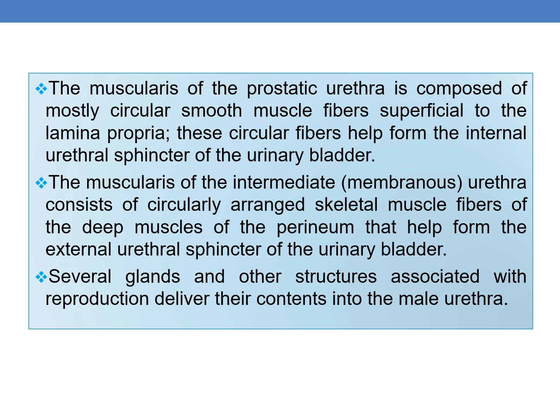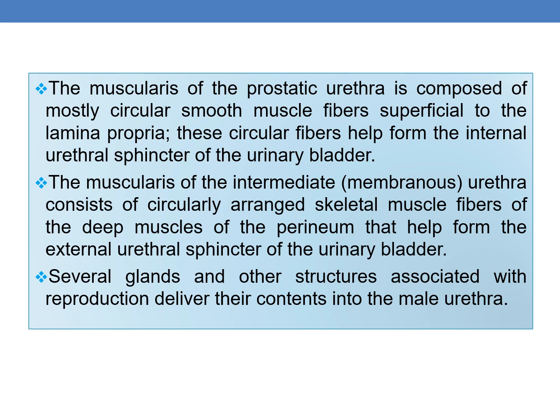And the muscularis of the intermediate urethra consists of circularly arranged skeletal muscle fibers of the deep muscles of the perineum that help form the external urethral sphincter of the urinary bladder. The muscularis of the prostatic urethra contains circular fibers that help form the internal urethral sphincter, whereas the muscularis of the intermediate urethra helps form the external urethral sphincter.